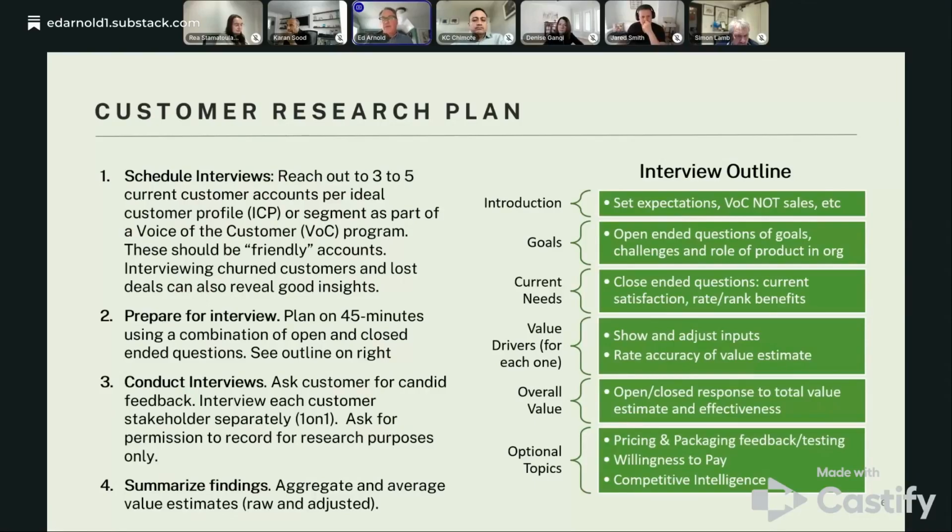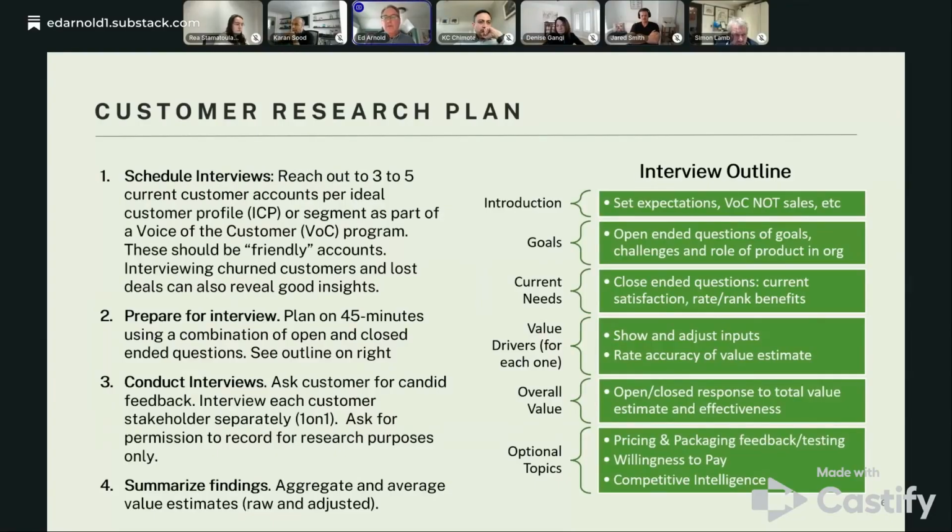The other part of it is the recruitment and the scheduling, and part of that is expectation setting. So you never position this as pricing research. You never position this as part of the sales process. This is voice of the customer research. You're not talking about pricing. You are interested in pricing, but you're really interested about value. Like what are they getting of value in the product? It sort of shifts that narrative.